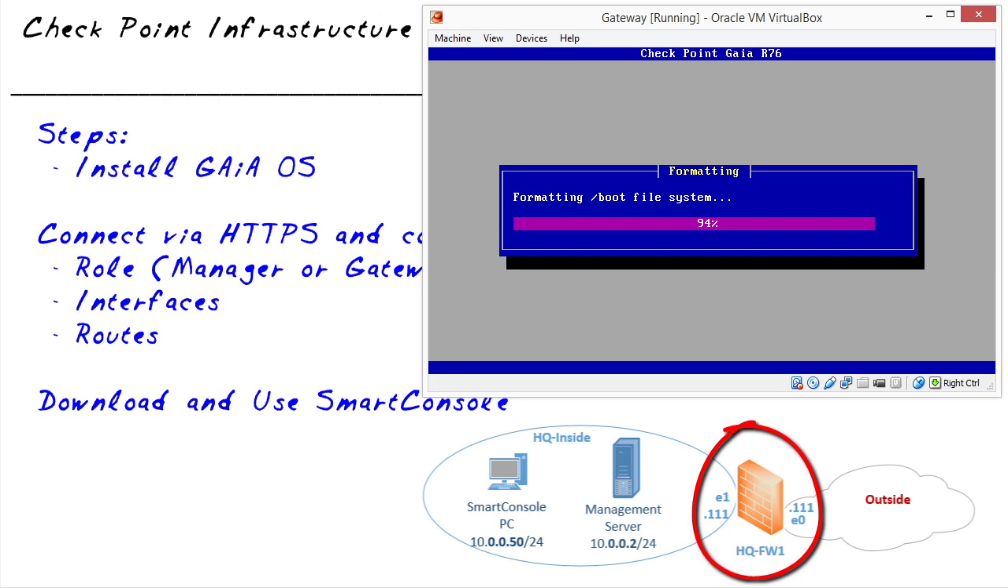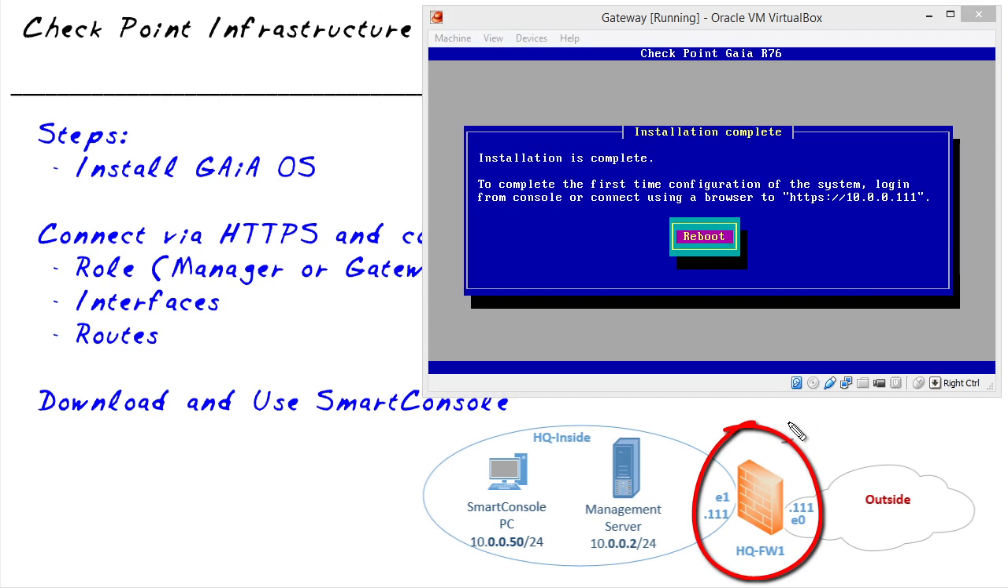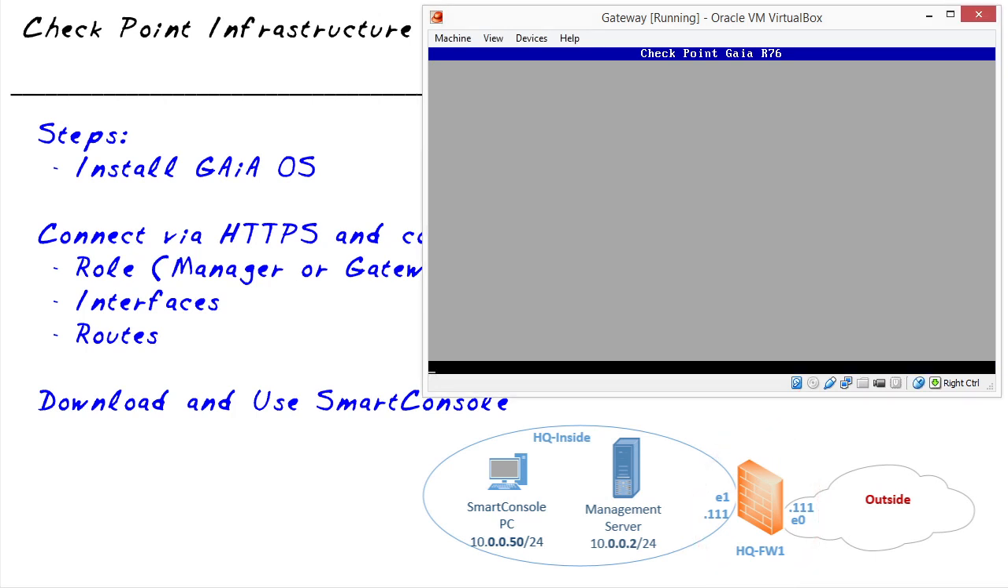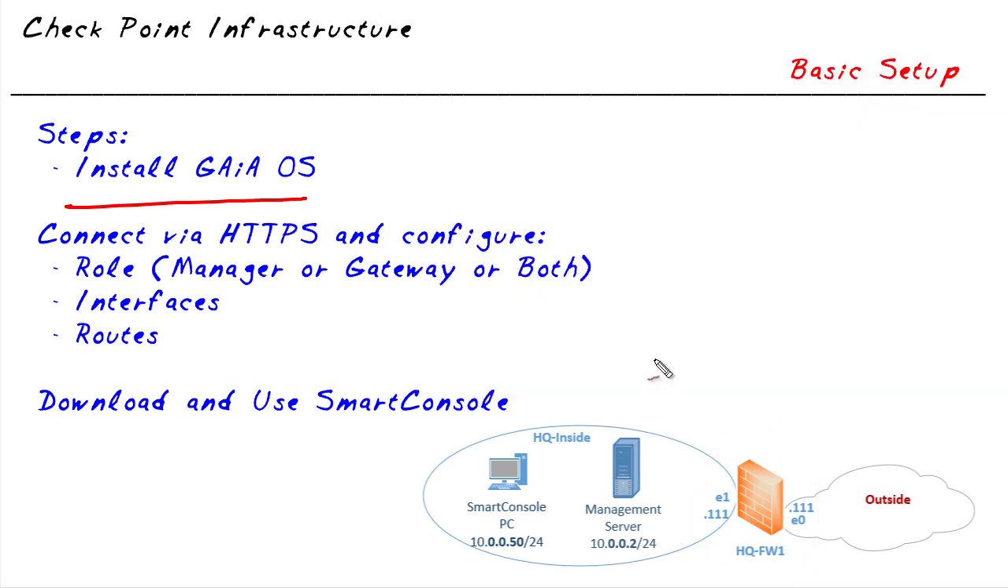And now the install is going to complete. So on this device that will be our gateway, it's telling us to reboot and to come back using HTTPS to this IP address to finish off the configuration and assign its roles. So we'll press enter to reboot that. So now Gaia is installed on both the device that will be the manager and the device that will be our gateway.